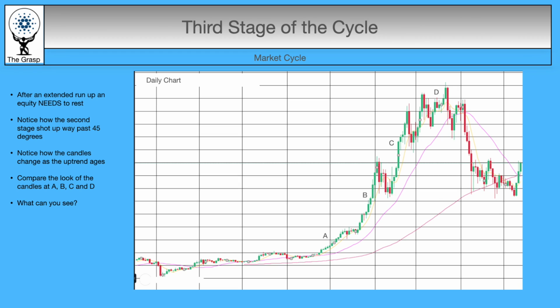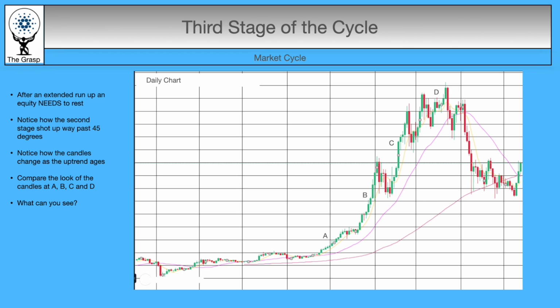Third stages are much more sloppy, and they're characterized by overlapping candles and more volatility. The candle sizes will generally be much larger than other parts of other trends because there's a lot of volatility going on. Let's look at this chart.